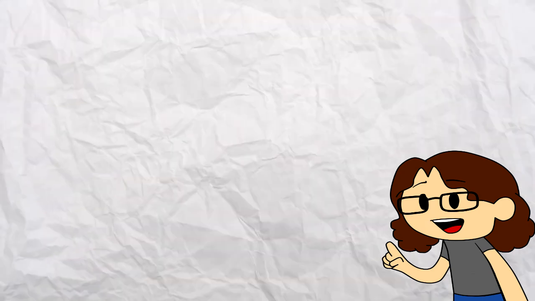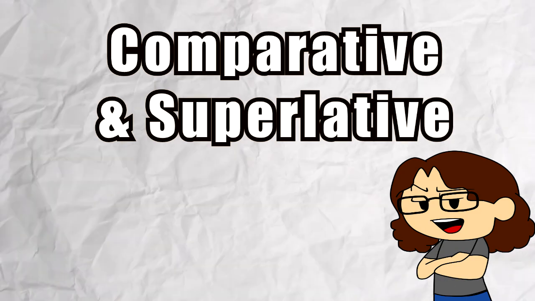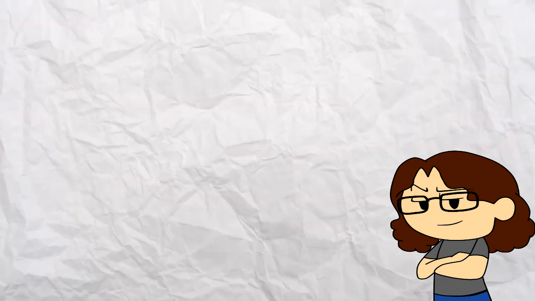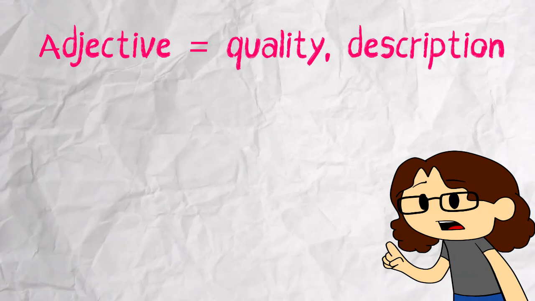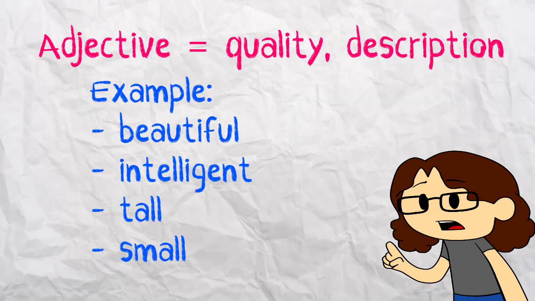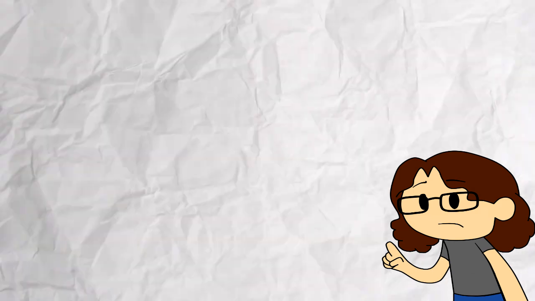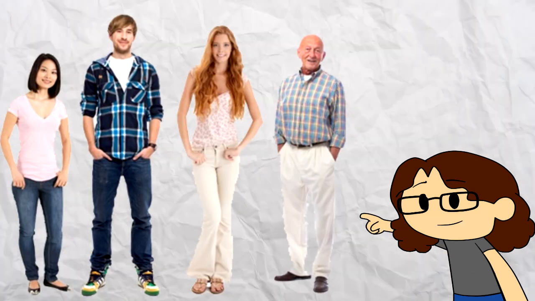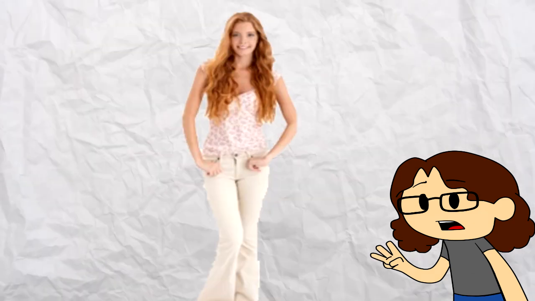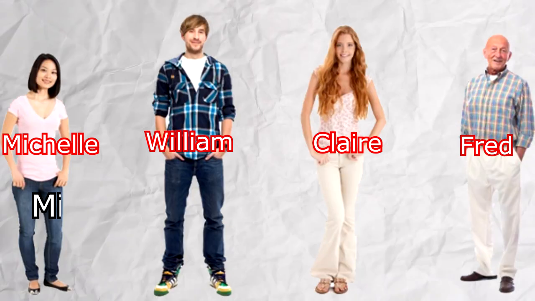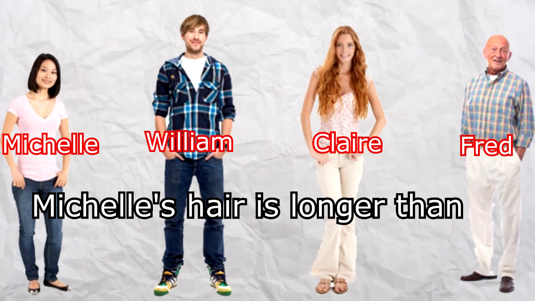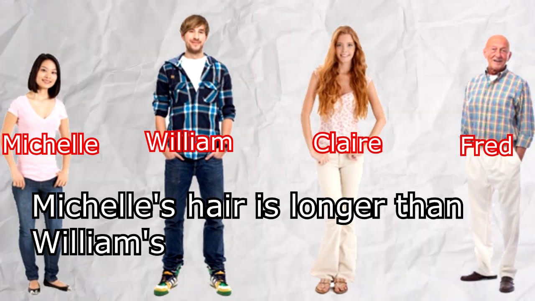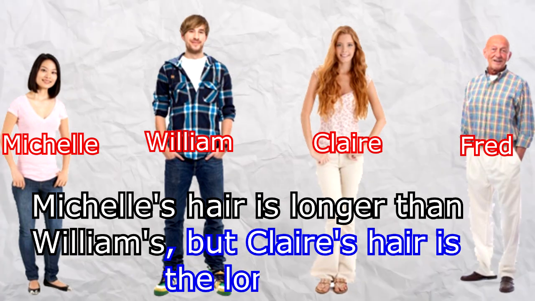Today I'm gonna show you the comparative and superlative degree of adjectives. Remember, an adjective is a word that refers to a quality. Look at these examples. There are 4 people: Michelle, William, Claire, and Fred. Michelle's hair is longer than William's, but Claire's hair is the longest.